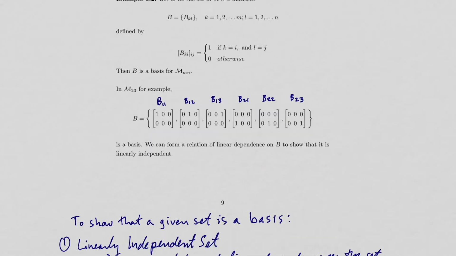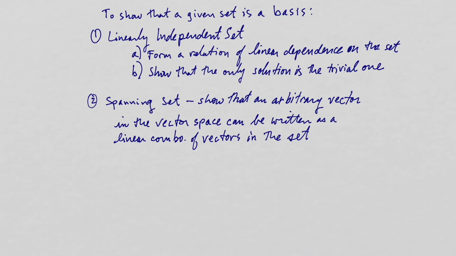Before we continue with this specific example, let's talk about how we can show that a given set is a basis in general, because we're going to use this technique for all of these problems. Every problem where we're given a set and we're asked to decide, is this a basis, or show that it is a basis, there are two steps. We want to show that it's a linearly independent set and also that it's a spanning set. And you could do these in either order. I just put them in this order.